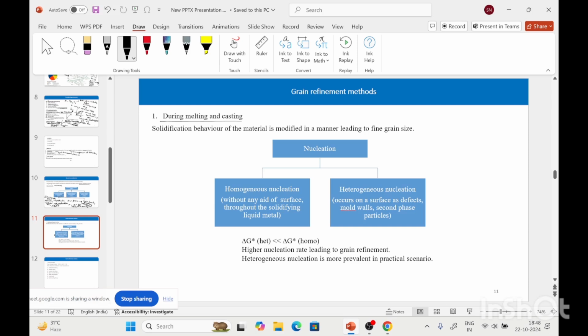Grain refinement can also be done during the manufacturing process. So first is during melting and casting. So the solidification behavior of the material is modified in a manner that leads to fine grain size. So during the melting and casting, the liquid metal will solidify, and grain nucleation occurs in the liquid metal.